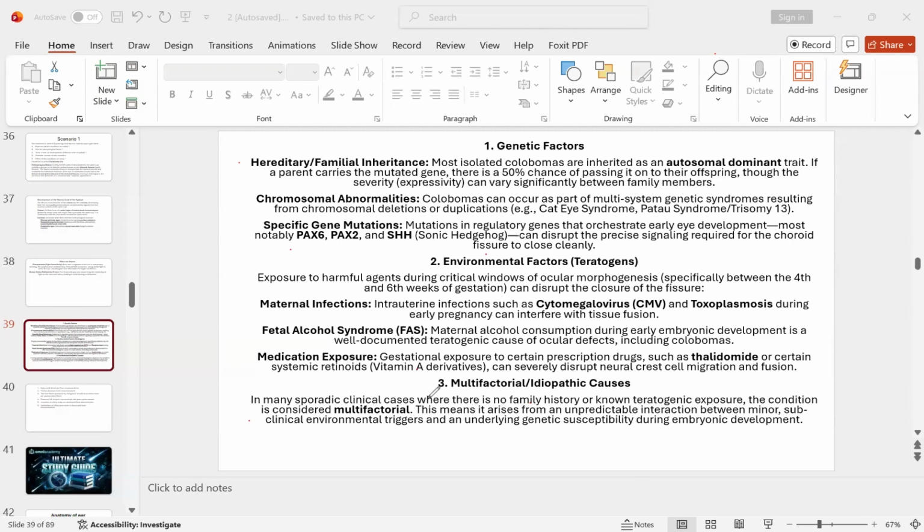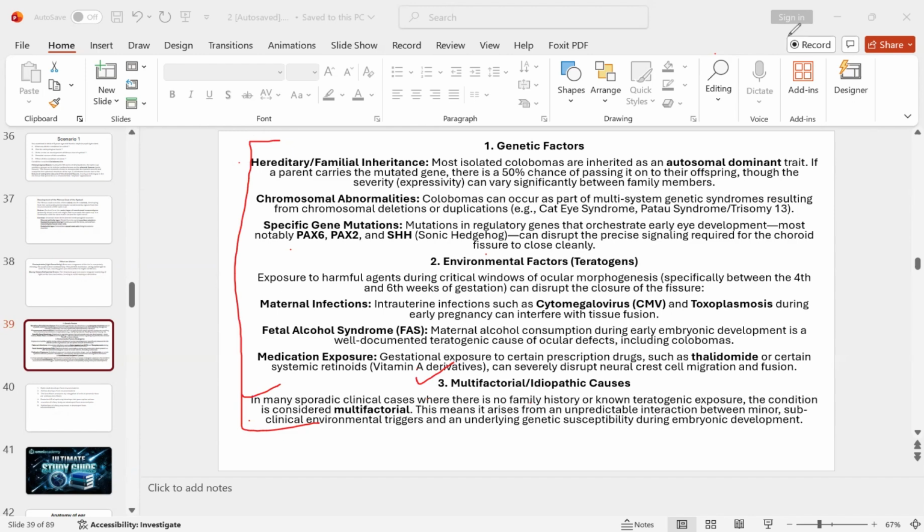Let's now move to the third factor responsible for causing iris coloboma. In many sporadic clinical cases where there is no family history or teratogenic exposure, the condition is considered multifactorial. This means it arises from an unpredictable interaction between minor subclinical environmental triggers and an underlying genetic susceptibility during embryonic development. So these are the factors that are responsible for causing iris coloboma.